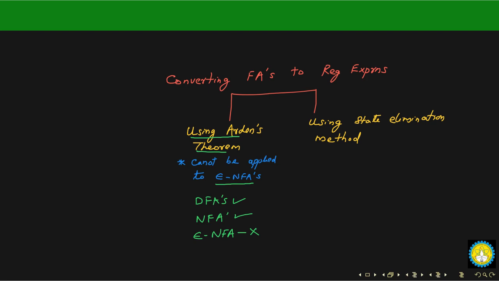So there is one more method called the state elimination method. In this method, we can convert any given FA to its equivalent regular expression. So it can be a DFA or an NFA or an epsilon NFA. There is no restriction on the type of FA that you want to use here. So the state elimination method can be applied to any given FA.